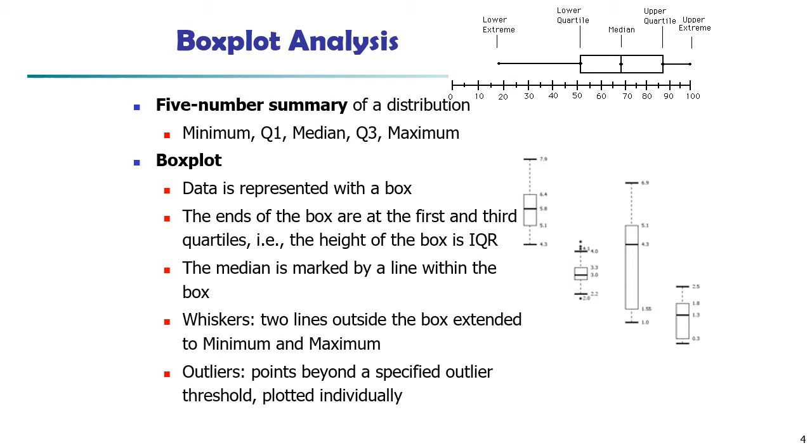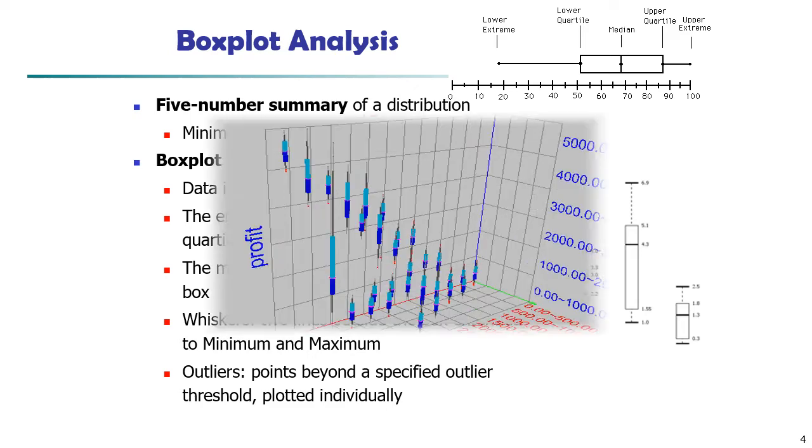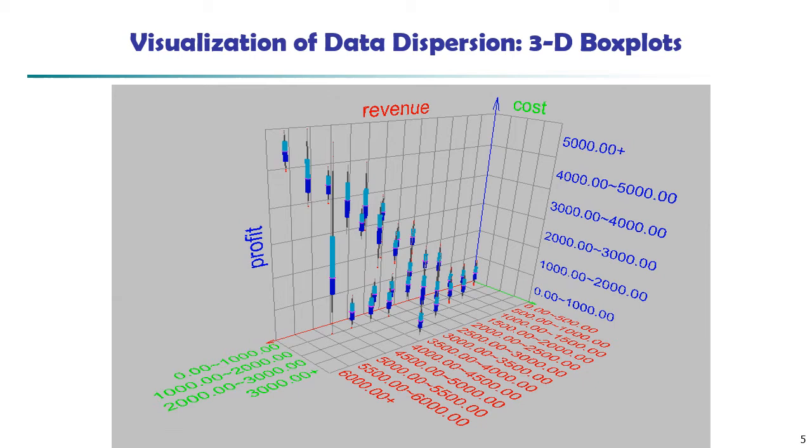Fine. And outliers are points that are beyond the outlier threshold and are plotted individually. For identifying outliers, Q1 minus 1.5 times IQR, or Q3 plus 1.5 times IQR, is the threshold, and beyond that the points will be marked as outliers. If you want to look at how a 3D box plot looks, here is a visualization.